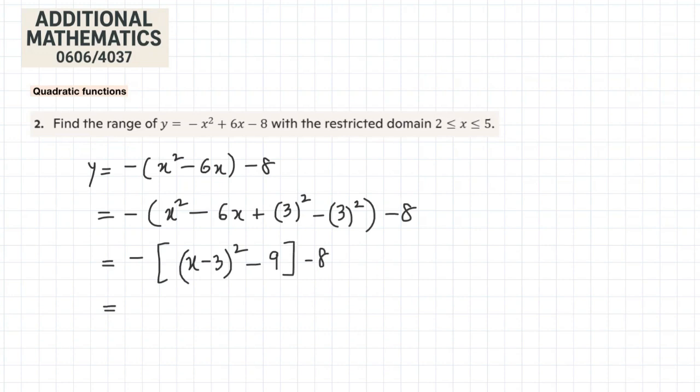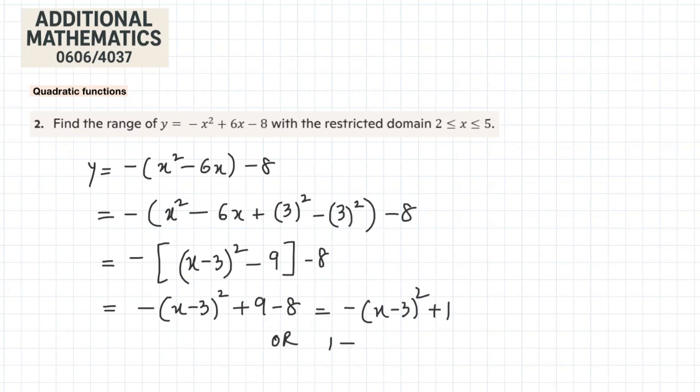Guys, make sure you go over these steps. It's important if you want error-free working, 9 minus 8. So I can write it either as minus x minus 3 squared plus 1, or sometimes they might ask you to give your answer like this. So it's the same thing, doesn't matter. What are the coordinates of the vertex? 3 and 1, and this is a max point, right?